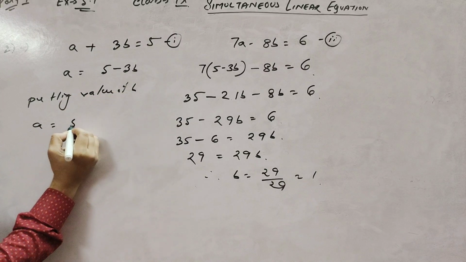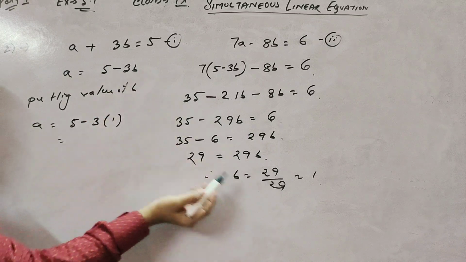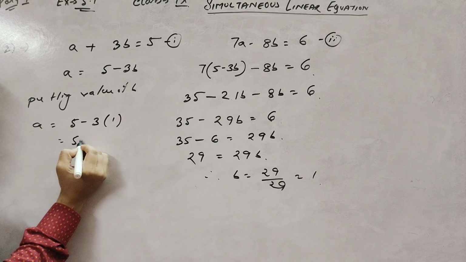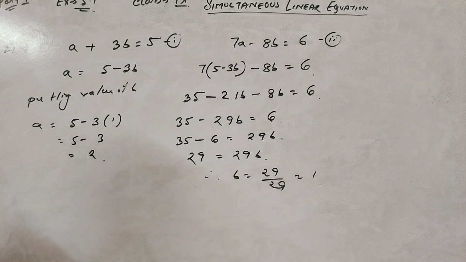So a equals 5 minus 3. In place of b we just write down 1, because we get the value of b is 1. So 5 minus 3 is 2. So the value of a is 2 and b is 1. Okay, note.